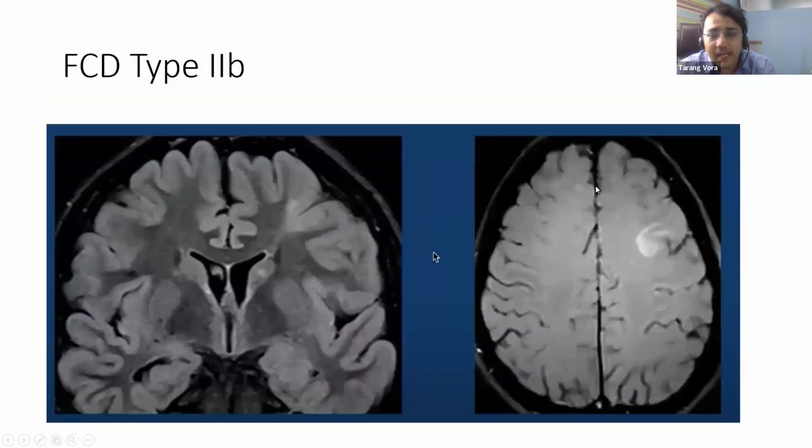So FCD type 2B is visible. This is the end depth of the sulcus where we have this hyperintense signal that we are seeing on the FLAIR image on the coronal section. And we have this on the axial section where we have this.